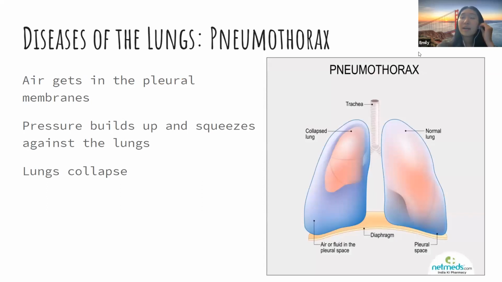All right, so we've talked a lot about the functions of the organs within the respiratory system and how it works. Now we're going to talk about when it doesn't work. So some diseases of the lungs.